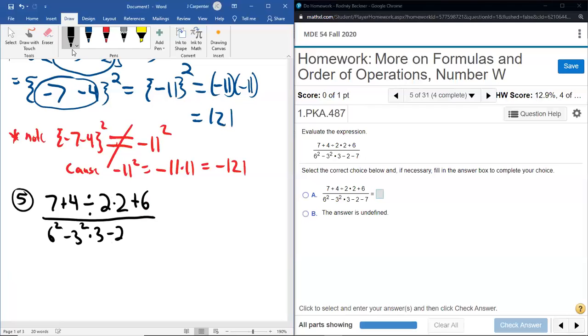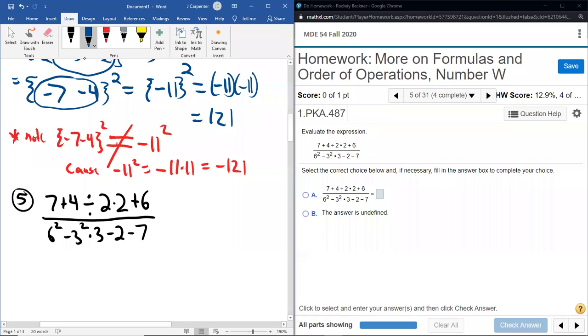I know I made a mistake translating, or maybe in a second step last class or two classes ago. 7 plus 4 divided by 2 times 2 plus 6. 6 squared minus 3 squared times 3 minus 2 minus 7. Cool. PEMDAS, 4 steps, not 6.